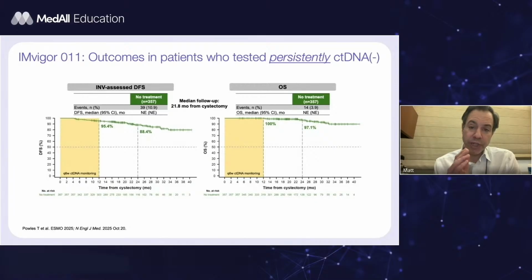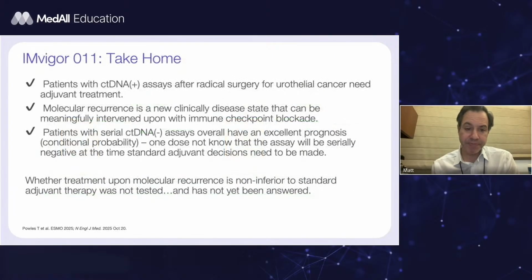But of course, if we treat everyone with an undetectable ctDNA after surgery, we will be over-treating people. And we saw that treatment upon molecular conversion improves outcomes. And so that really reinforces that this is a concept that we should collect additional information on to confirm that we can watch and wait in the setting of an undetectable ctDNA test.